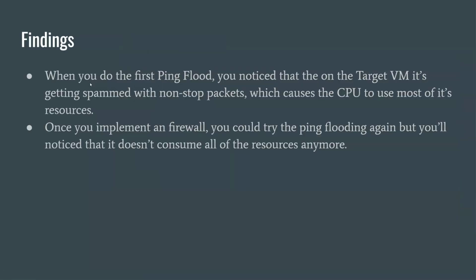Thank you for watching that video, and here are my findings. So pretty much when you do your first ping flood, you'll notice that the target virtual machine, which was on the right side, is getting spammed nonstop with packets, which causes the CPU to use most of its resources, as you saw, at 100%. And once you implement the firewall, you could try the ping flooding again, but you'll notice that it doesn't consume all the resources anymore, as you've just seen, how it went from 100% to like 50, 60, and 70. You could tell by the graph next to it or above it, and you're able to see that it reduces and it's not at 100%.